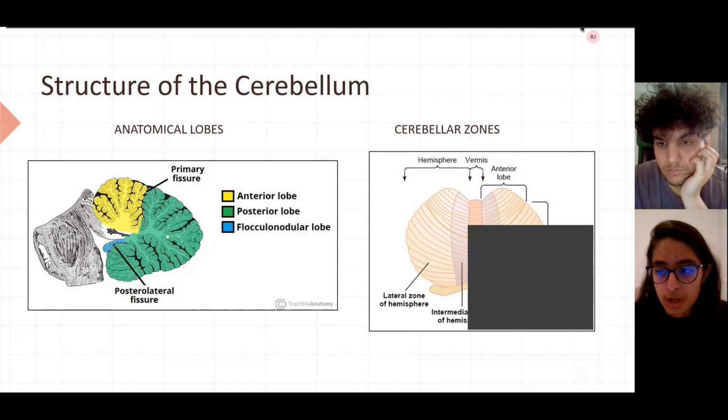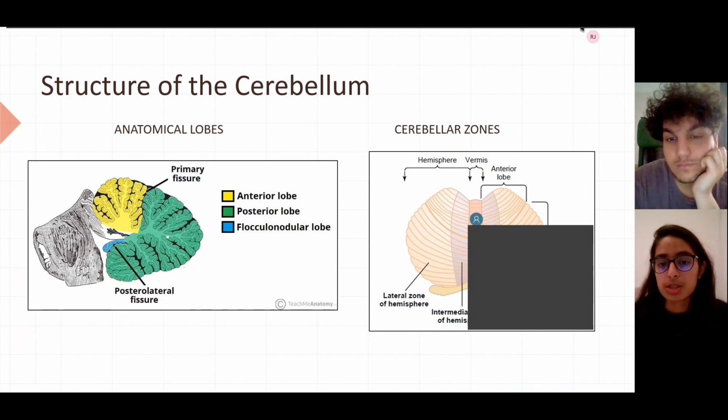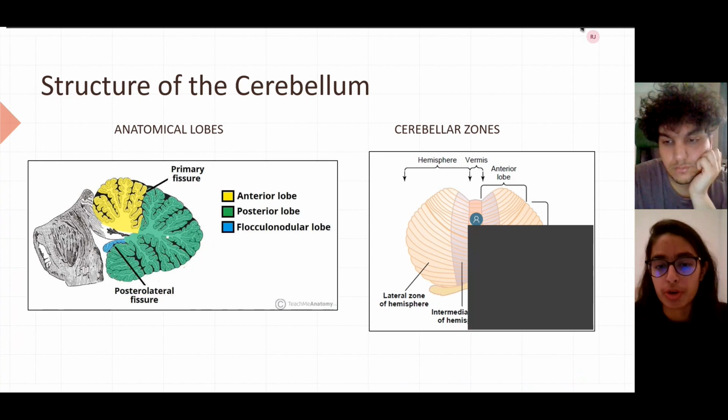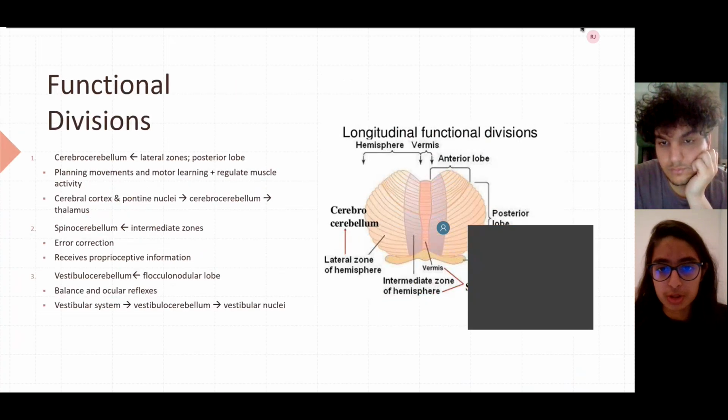The zone next to it is called the intermediate zone. This receives input from your limbs, which is why it's important for any skilled movements that you would need to make. Then we have a large lateral zone on the sides, and this is important for regulating motor activity. We'll talk more about the functions of these zones in the next slide here.